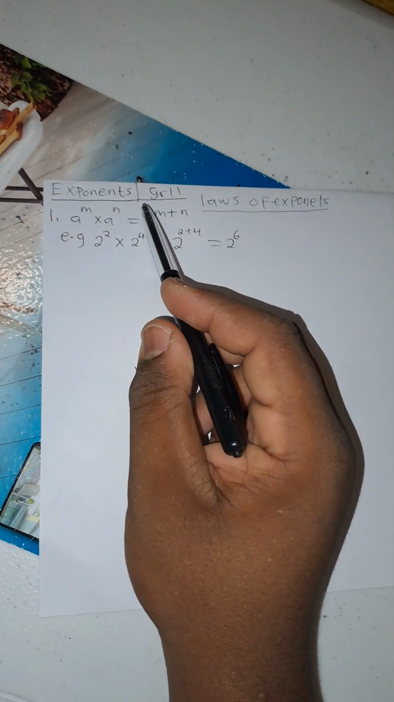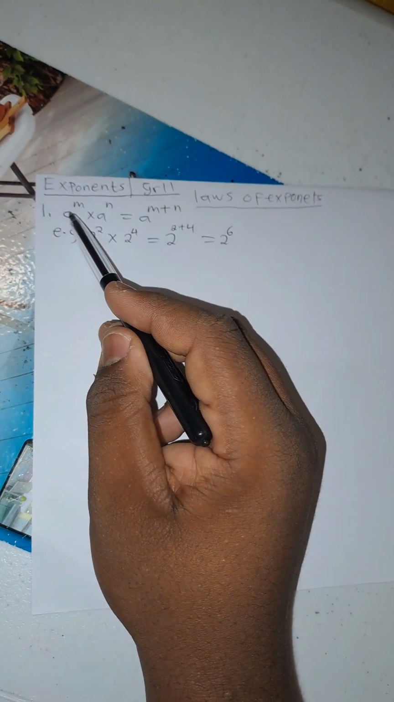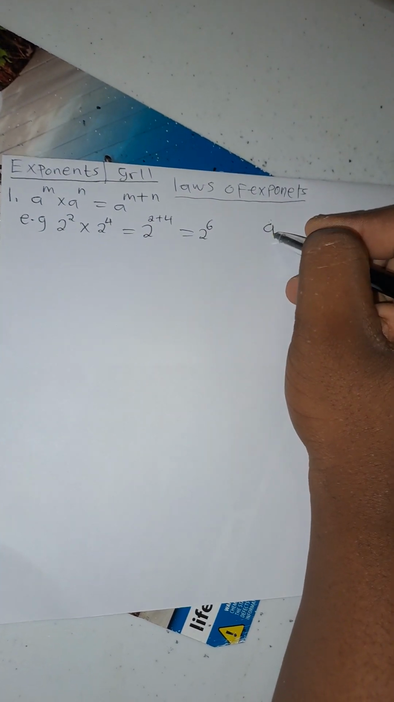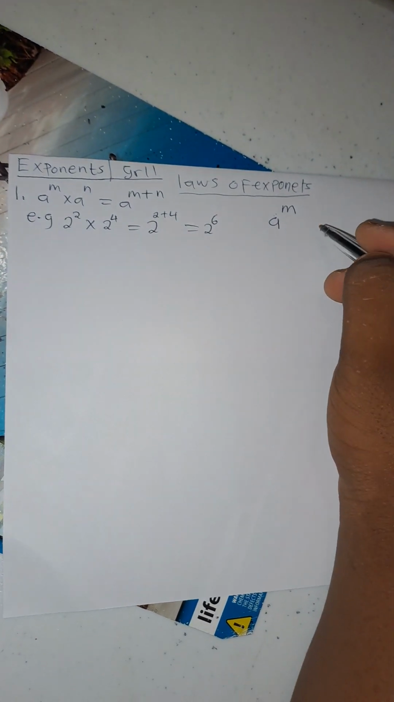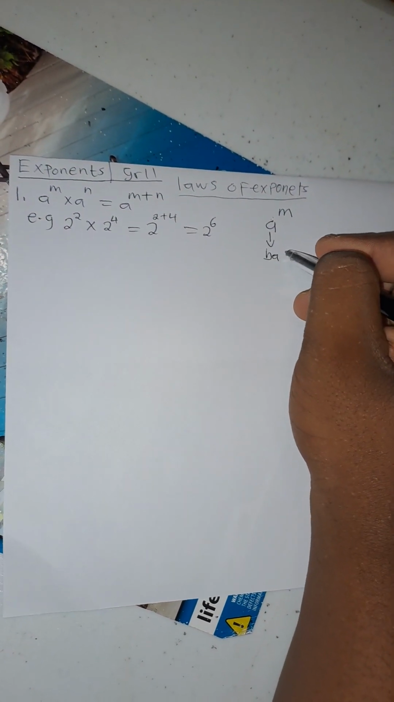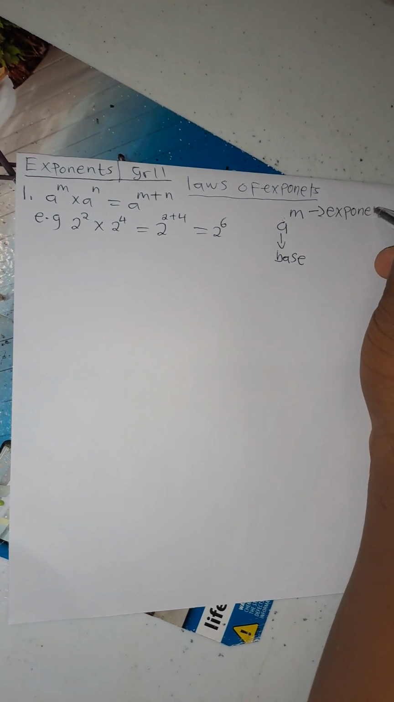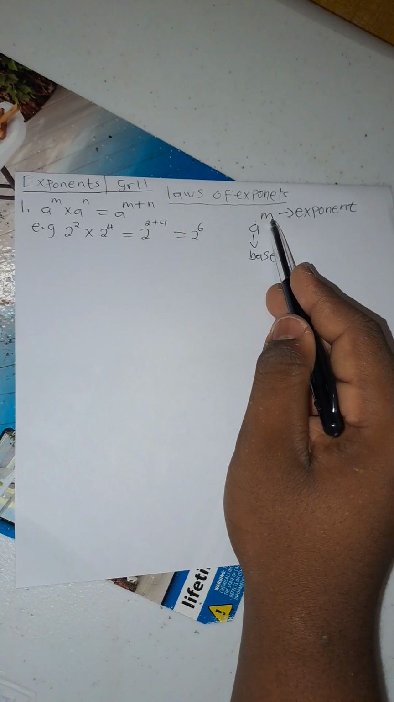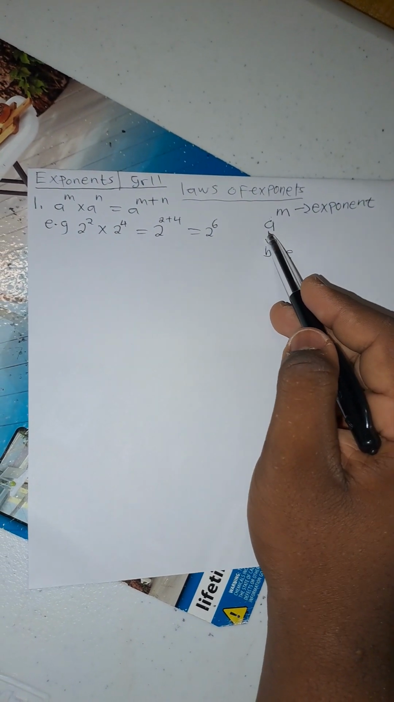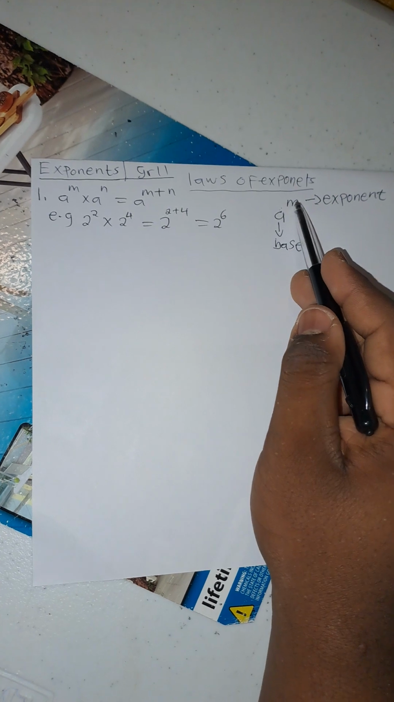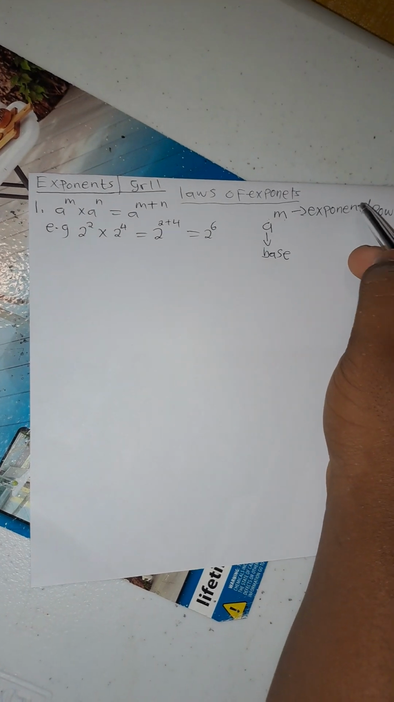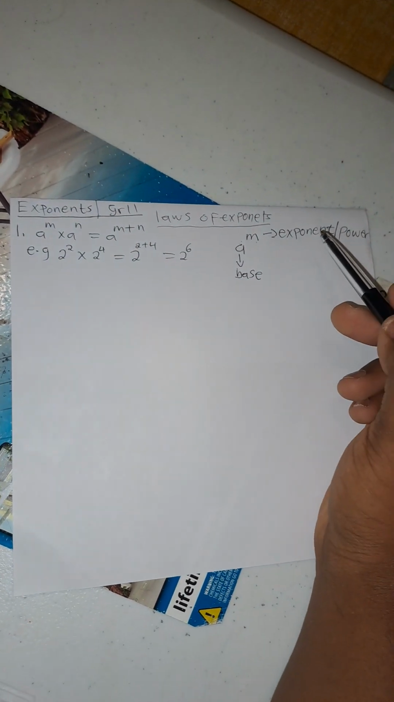The first law of exponent, before we start, there is a base, there is an exponent. So this one is a base, this one is an exponent. So that's what we must know. We have the base, we have the exponent there, a to the power of m. This m is an exponent or power, because sometimes you can say a to the power of m. So that's how things are.